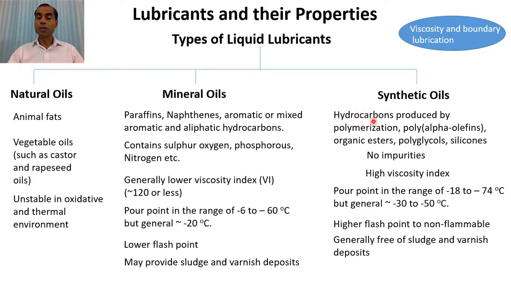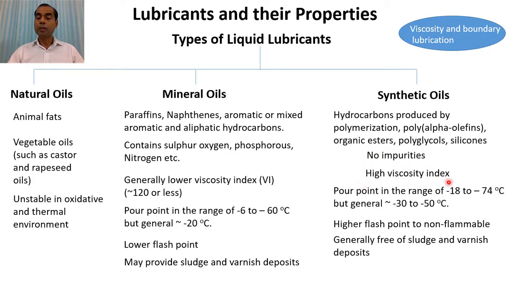Synthetic oils also include hydrocarbons produced by polymerization, such as polyalpha olefins, organic esters, polyglycols, and silicones. Silicones are basically not hydrocarbons; they are molecules with silicon and oxygen and various other components. Since synthetic oils are produced in a chemical process, they do not contain any impurities. The mineral oils contain impurities because these come from petroleum, but for synthetic oils there is no impurity.